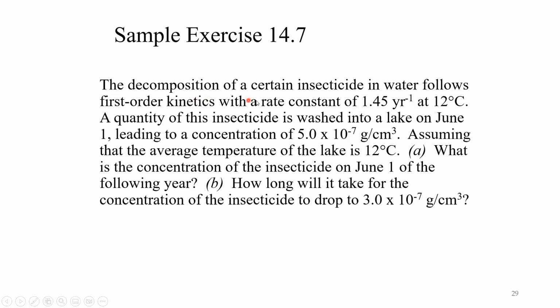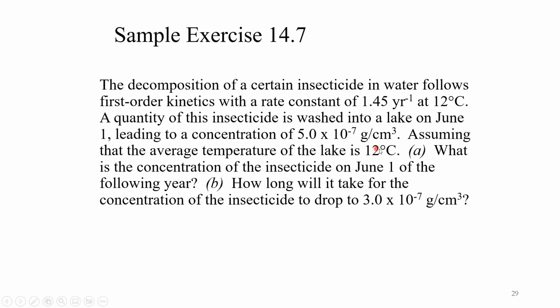And with this hypothetical question, we're just thinking about some insecticide in water. We know the rate constant. And again, with those rate constants, they're going to be specific for a given temperature. So that's why with this question, we're going to be assuming that the temperature of the lake is matching up with that rate constant. Otherwise, we wouldn't have enough information to actually do this question.